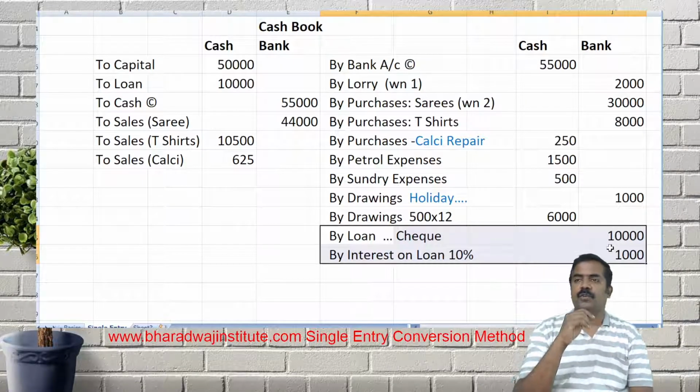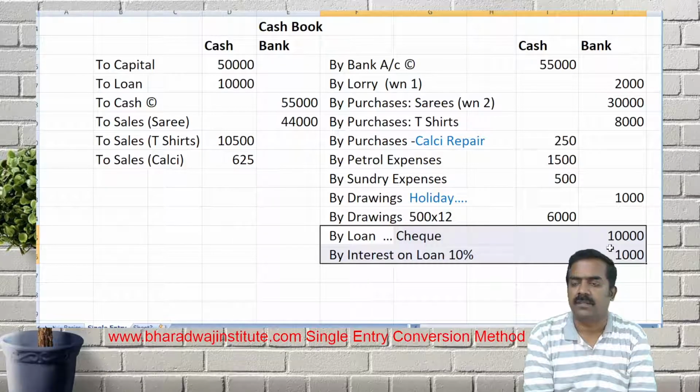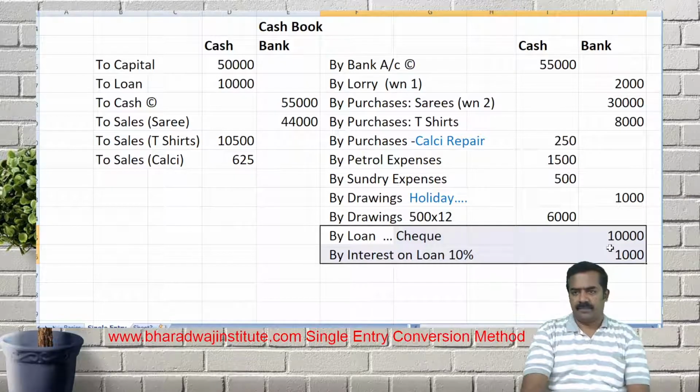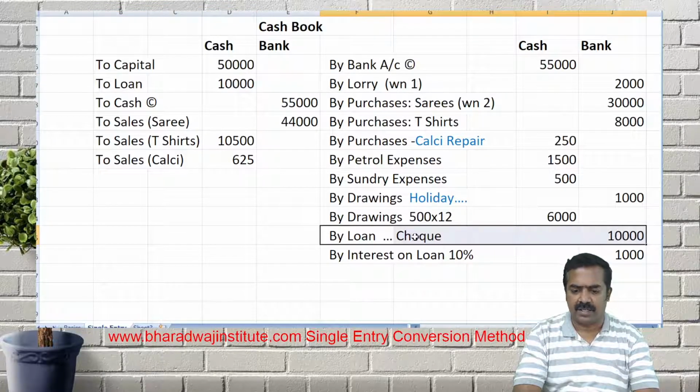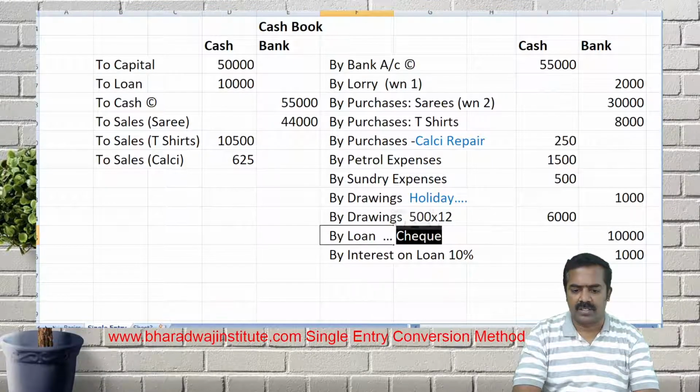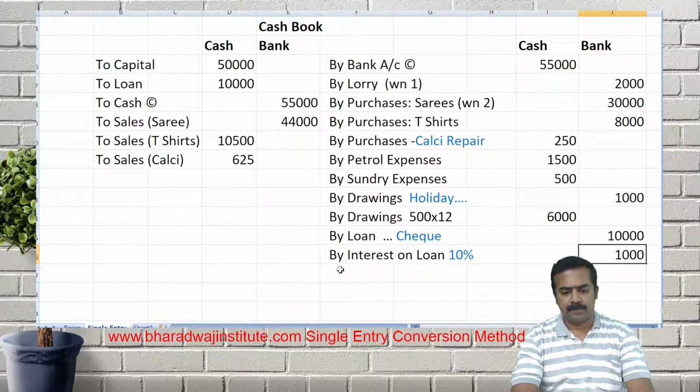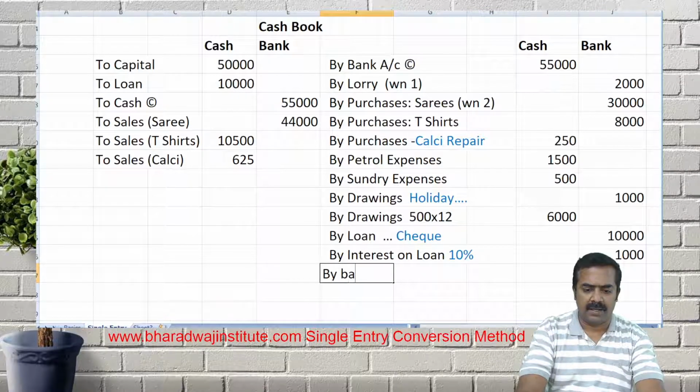Check. So will the loan come in the closing balance sheet? No, it is paid. We borrowed the loan at the beginning of the year. It is repaid by check. It is not drawings. The loan was taken for business purpose. Interest on loan we agreed 10%. Yes, that is paid by check. That's it. When you tally, it is balance carry down as normal.